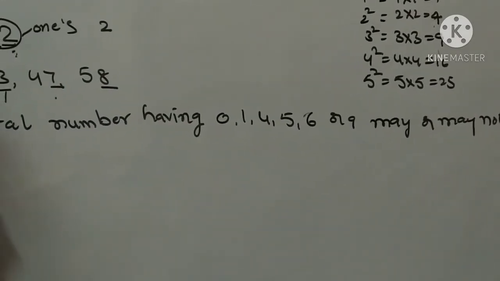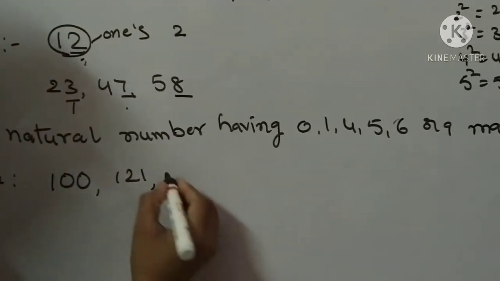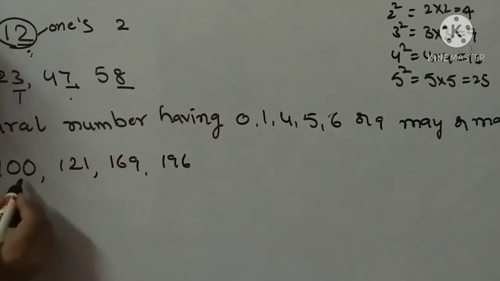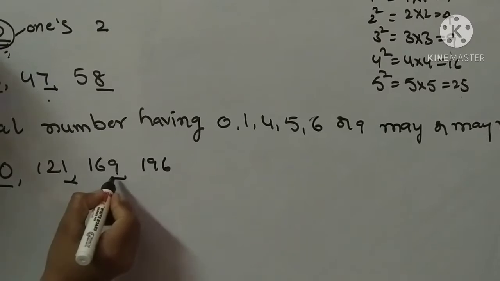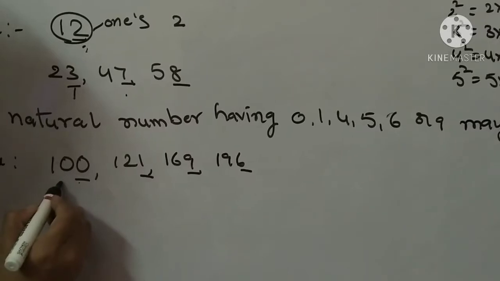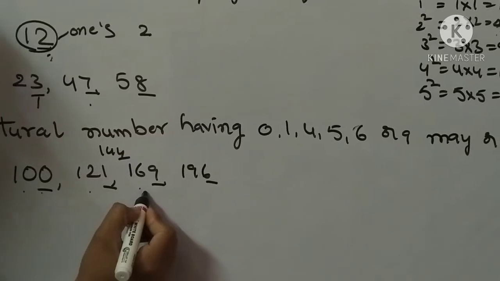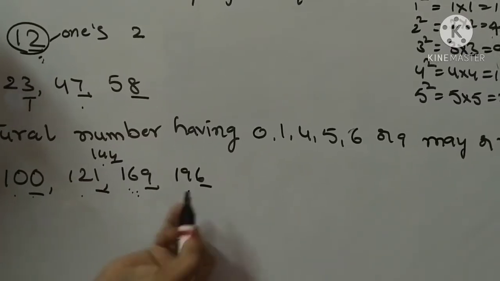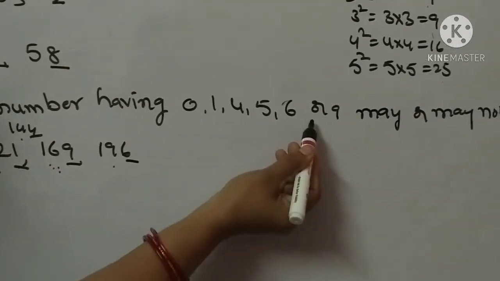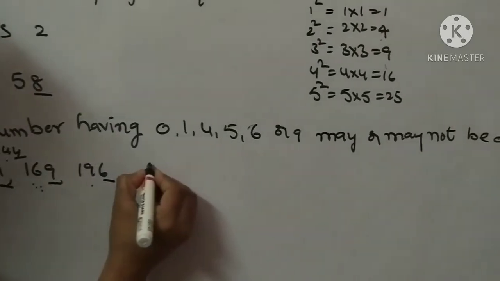So for example, 100, 121, 169, 196. Observe that here the ones place is 0, 1, and here also 9 and 6. These are perfect square numbers. You know that 10, 11, 13, 12, 14, and 144 also is there, like that. So numbers with ones place 0, 1, 9, 6 can be square numbers. But other numbers also are there.